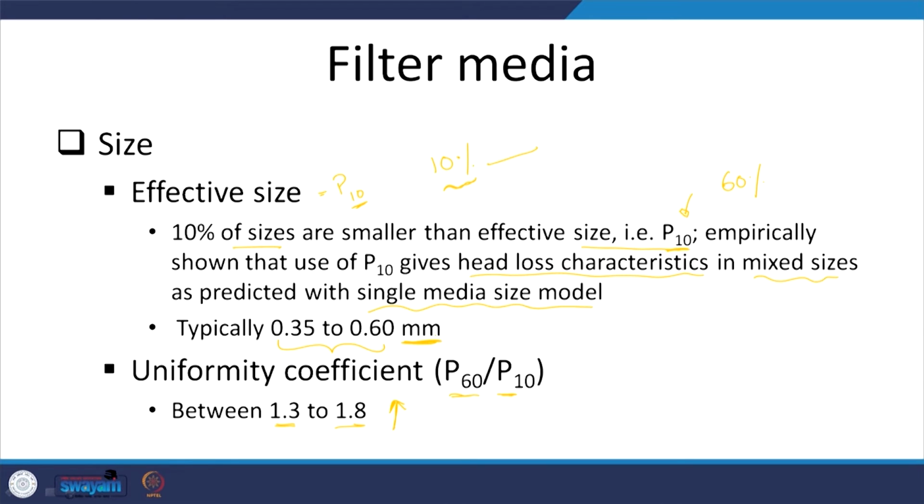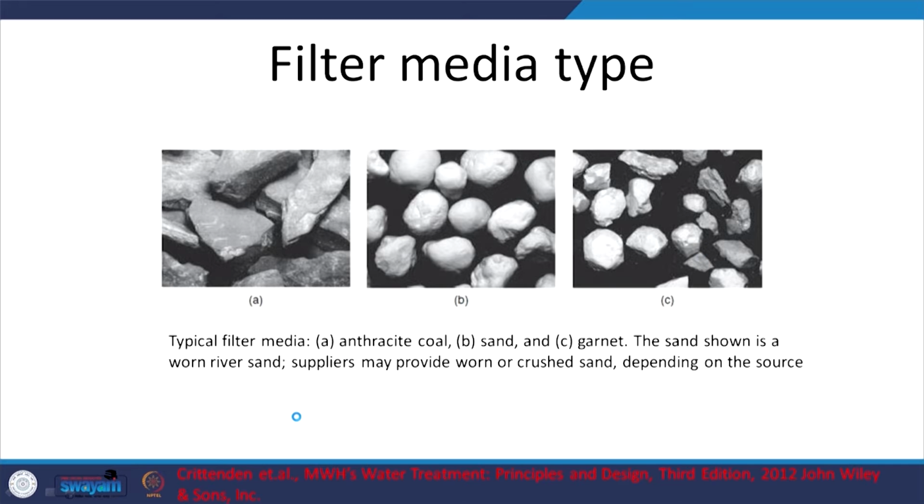Keep in mind that it's mm size, and uniformity coefficient around 1.5, right? That's something to keep in mind. So this is a figure where we zoomed in, from Crittenden et al. So you have anthracite coal here, sand, and garnet that's sometimes used.